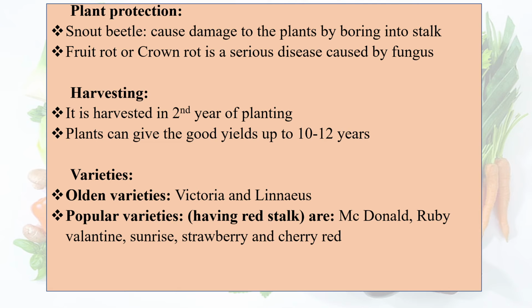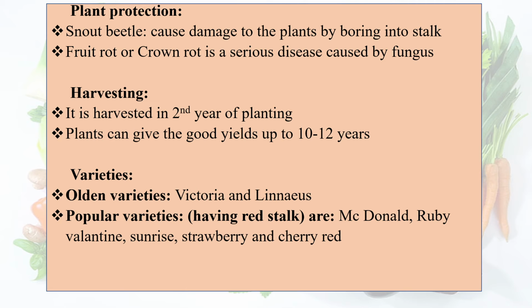Next, plant protection. There are some beetles and diseases which affect rhubarb, that is the snout beetle. This snout beetle causes damage to the plants by boring into the stalk. To control this, we have to hand pick or destroy the adults, and we have to burn the infected plants.